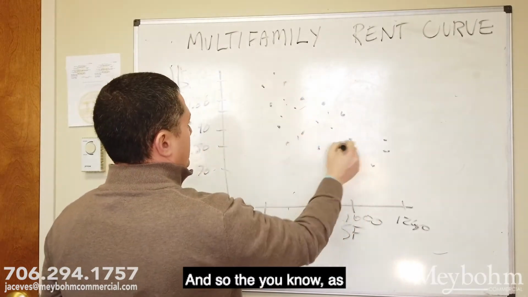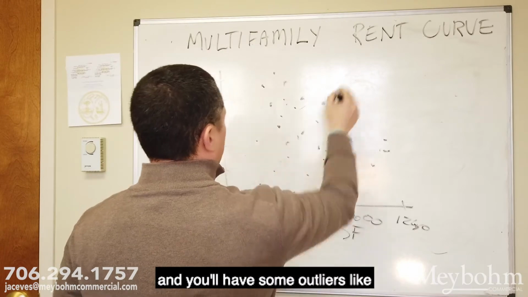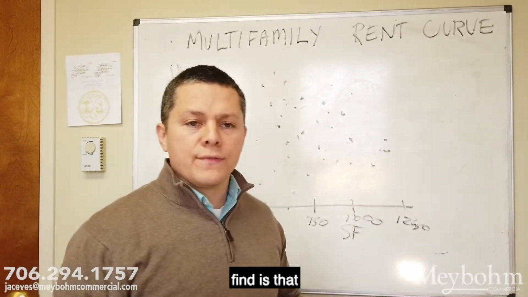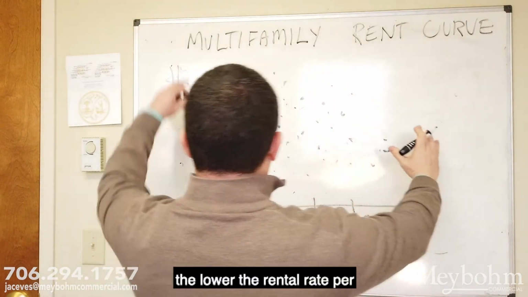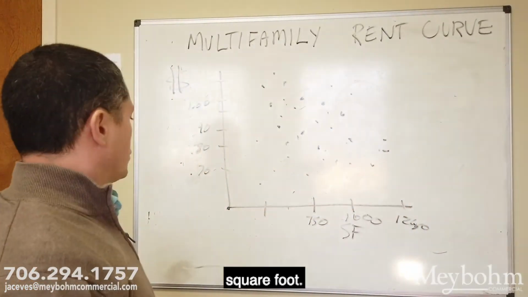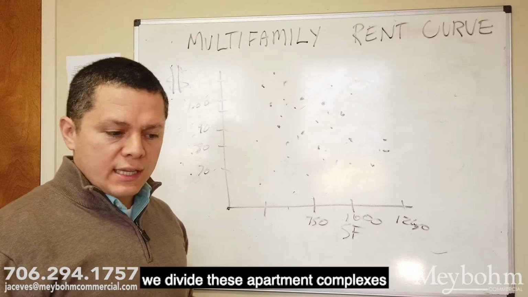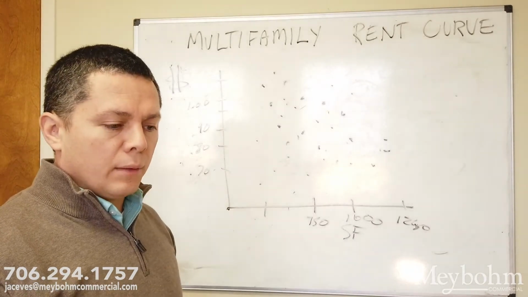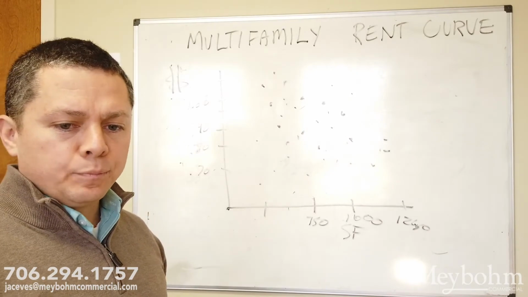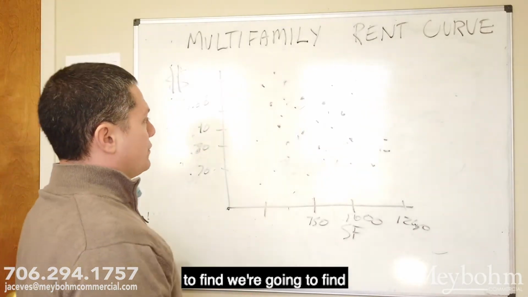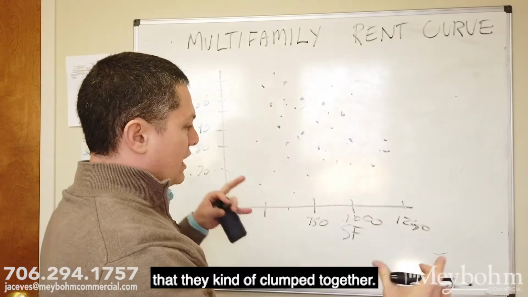And you'll have some outliers like that. What we're going to find is that the bigger the apartment unit, the lower the rental rate per square foot. Now, what's interesting is that if we divide these apartment complexes into classes by amenities, condition and location, we're going to find that they clump together.